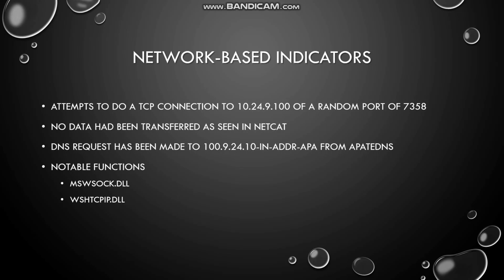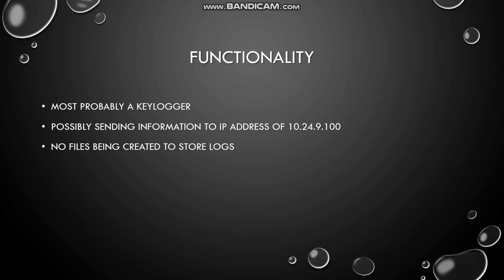Next up, we have network-based indicators. So the malware actually attempts to do a TCP connection to the IP address of 10.24.9.100 from a random port to port 7358. As you can see from Netcat, no data had been transferred. And also from Apache DNS, a DNS request had been made to 100.9.24.10.in-addr.arpa, and some notable functions such as mswsock.dll and wshtcpip.dll.